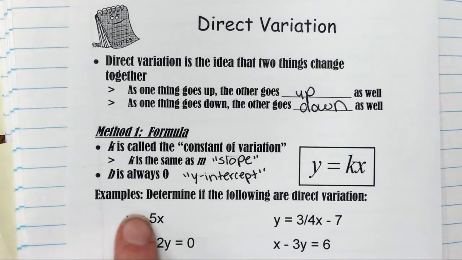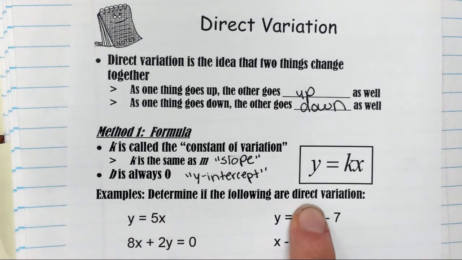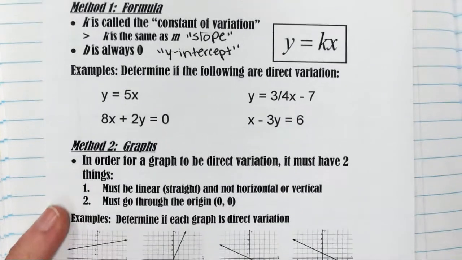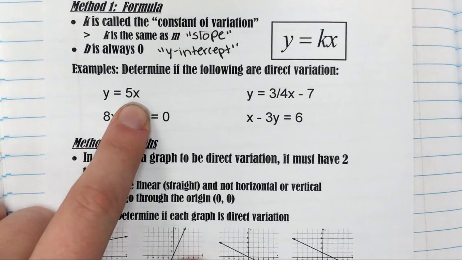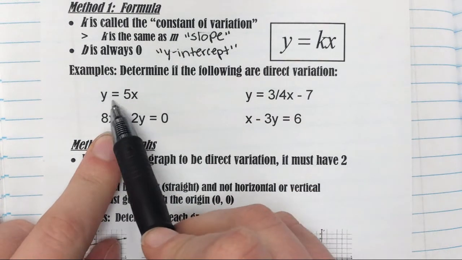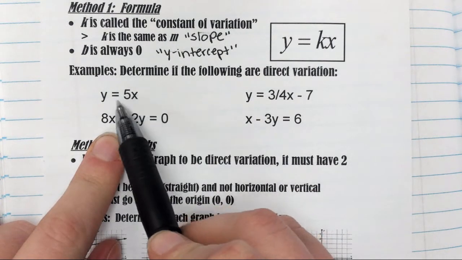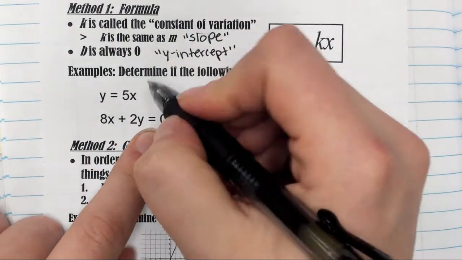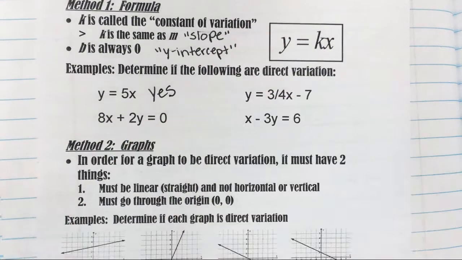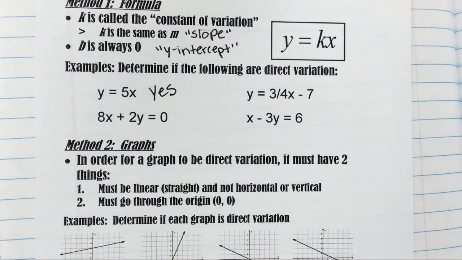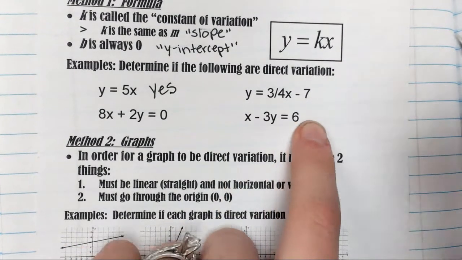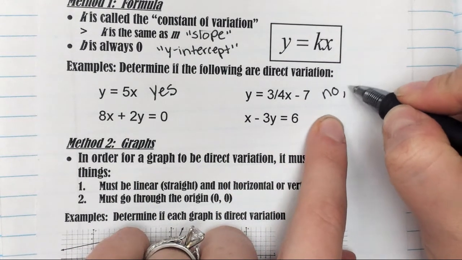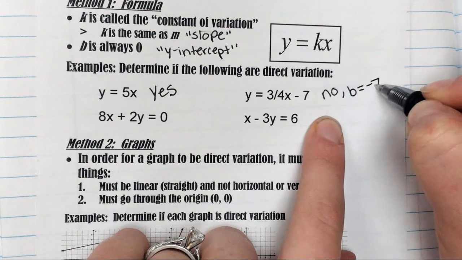This means that a direct variation must go through the origin. So examples, we're going to determine if the following represents direct variation. All right, example number 1. I have y equals 5x, and this is in the form y equals slope m or k and then x, so yes, that is going to be a direct variation. The second one, y equals 3/4 x minus 7, this is no, because b is equal to -7 instead of 0.